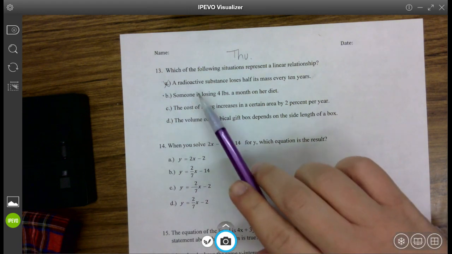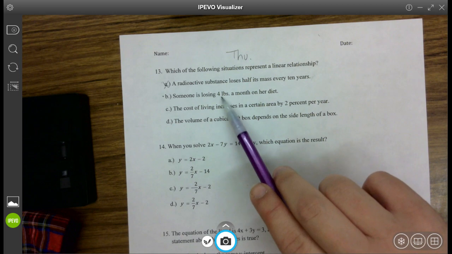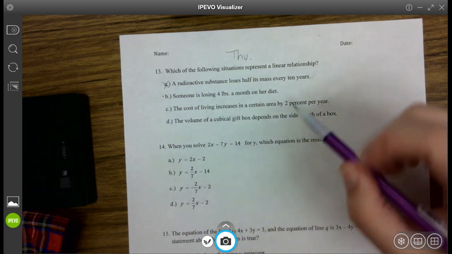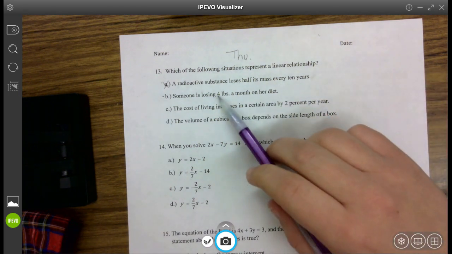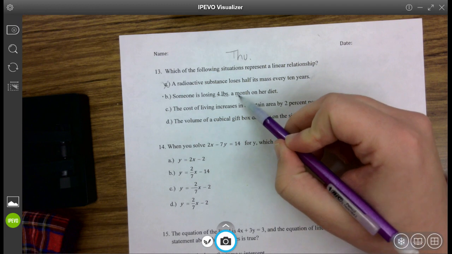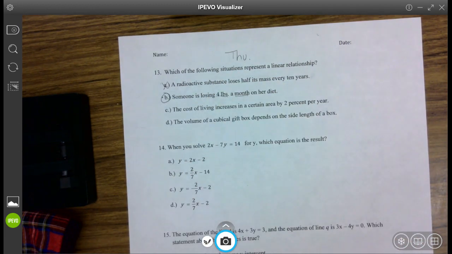Now it says someone is losing 4 pounds a month on her diet. So we know that there is a constant rate of change, which ends up giving us a linear relationship because she's losing 4 pounds a month. So we know that this actually represents our linear relationship.